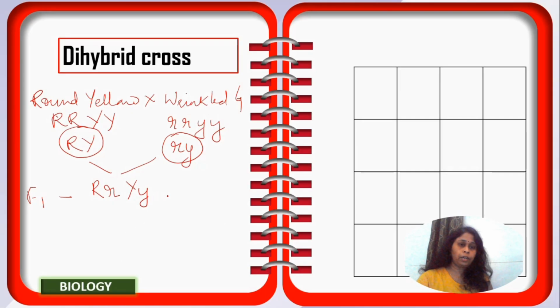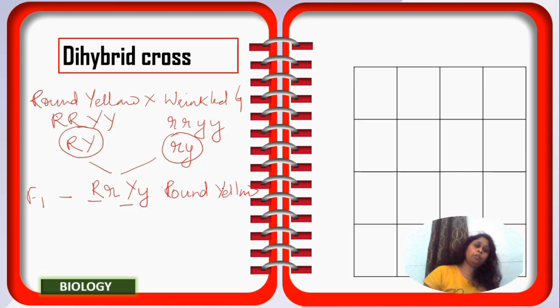And what is the phenotype that we are writing here? This is round yellow. Why is it round yellow? Because R is dominant and Y is dominant, that is, they are in capital letters, right? So we can write it as round yellow. Okay, now next we need to find out the F2 generation, right? So to find out the F2 generation, what we have to do? We need to self cross this plant. Okay, so we will self cross the round yellow plant, and when we self cross it, what are the possible gametes that we are getting?